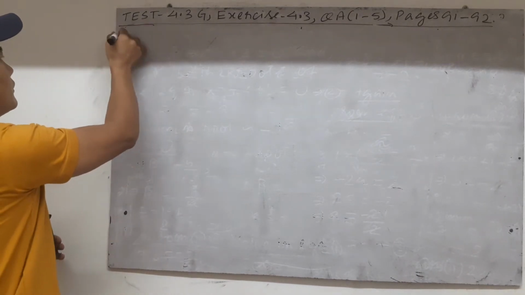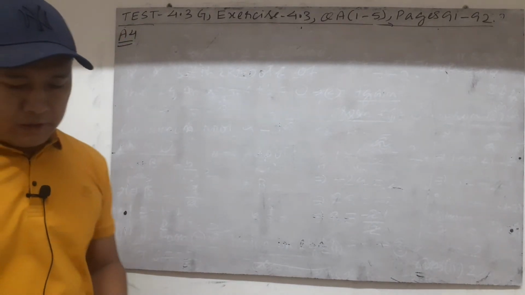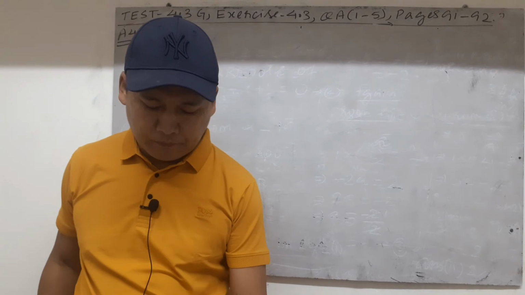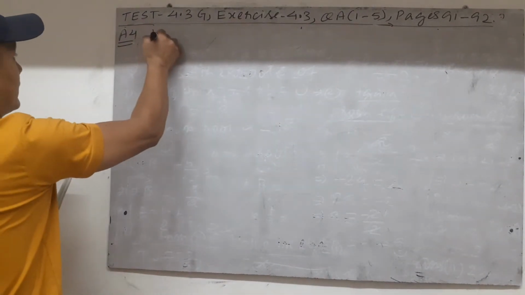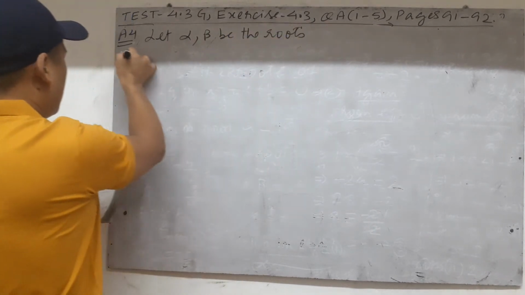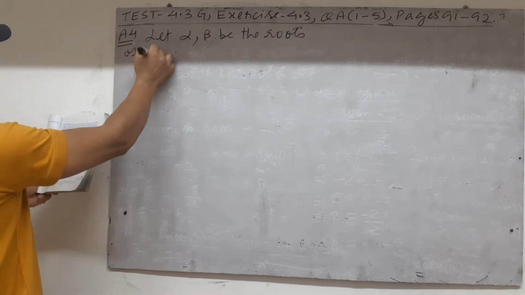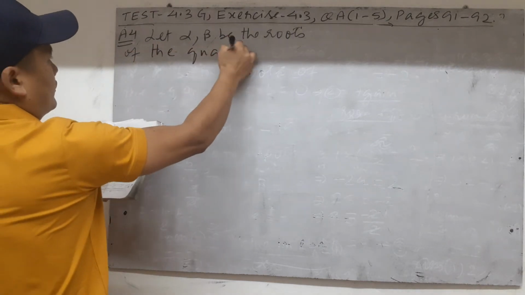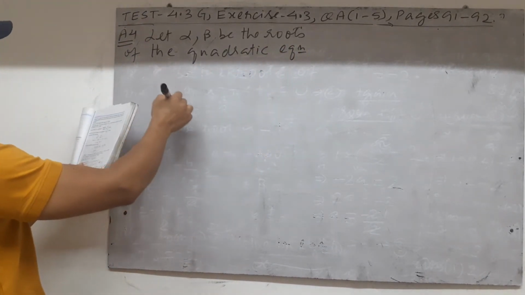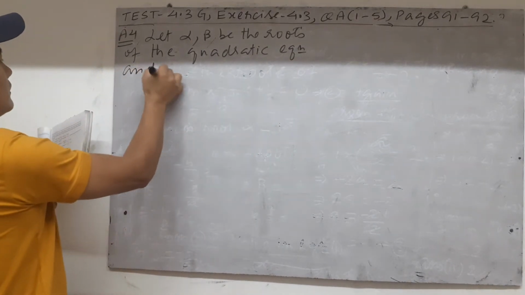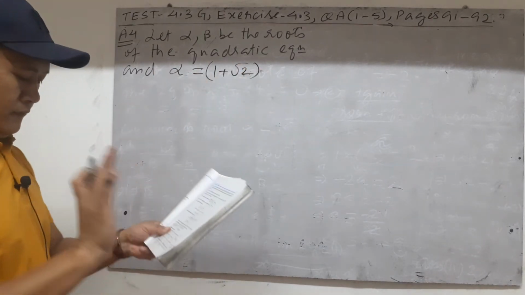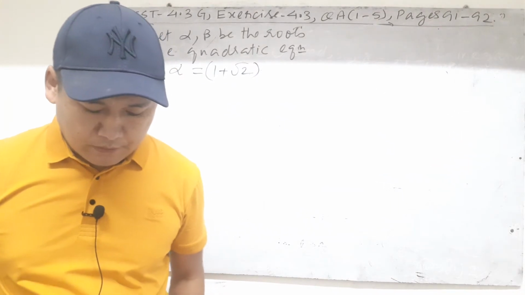This time we go to A4. Page 91. Still a quadratic equation whose one root is 1 plus root 2. And the sum of root is 2. So let us just write here. Let alpha beta be the roots of the quadratic equation and let one root is given, so alpha be 1 plus root 2. Given the question is saying one root is 1 plus root 2 and the sum of roots is 2.